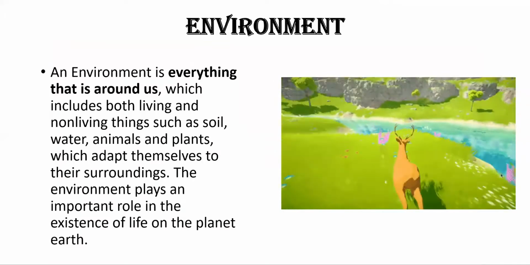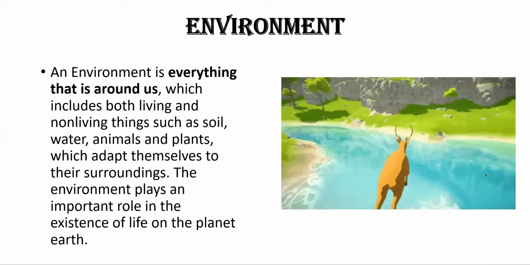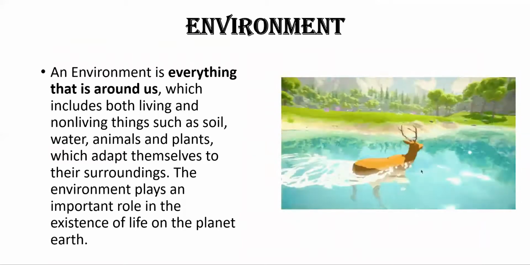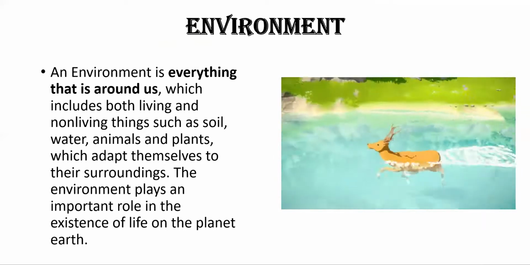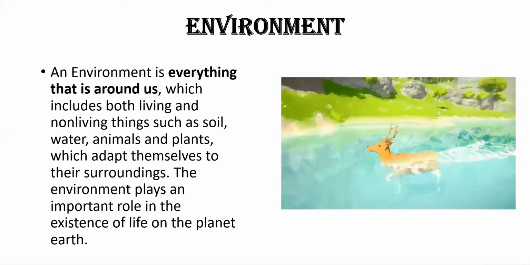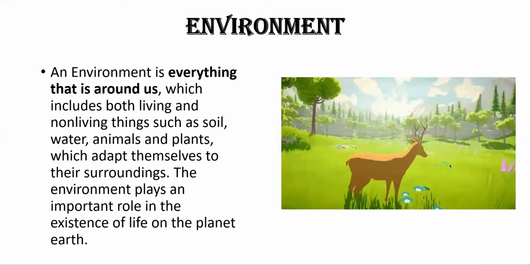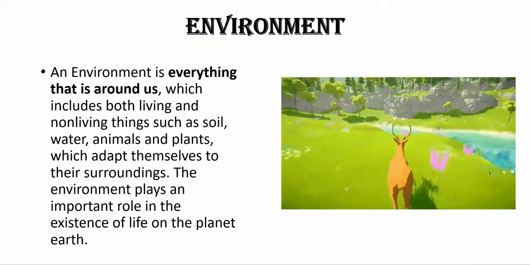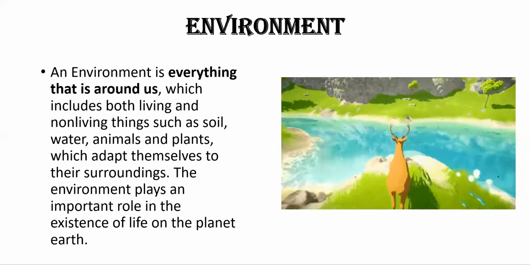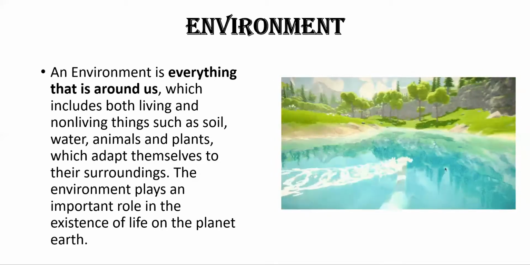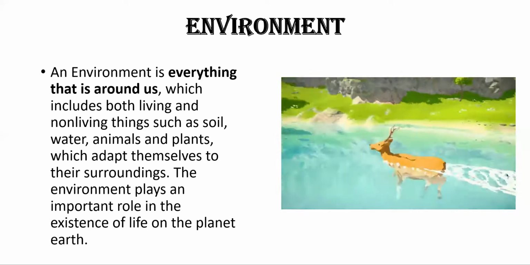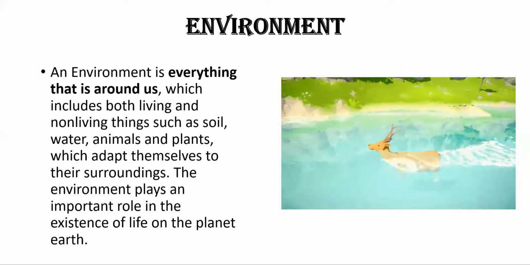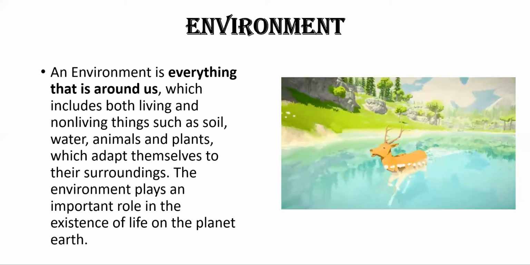Next, what is environment? An environment is everything that is around us, which includes both living and non-living things such as soil, water, animals, and plants, which adapt themselves to their surroundings. The environment plays an important role in the existence of life on the planet Earth.